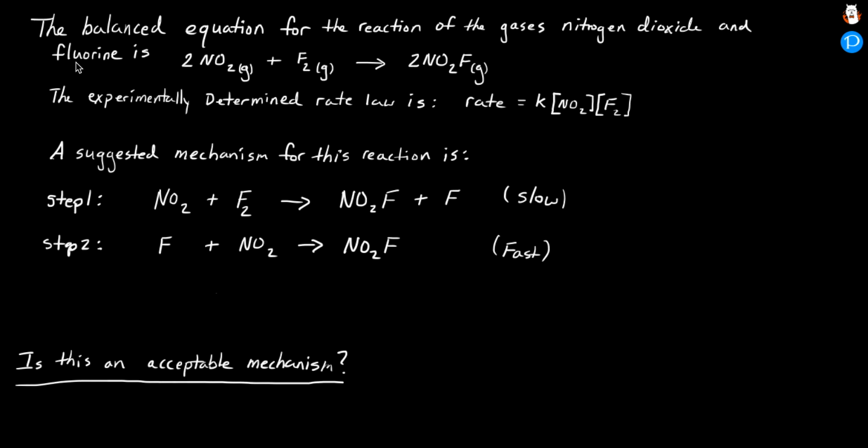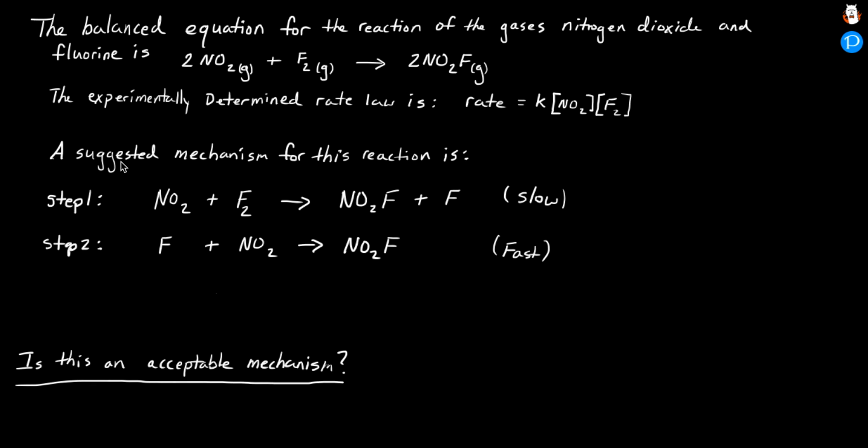Let's take a look at this reaction mechanism example problem. So we have the balanced equation for the reaction of the gases nitrogen dioxide and fluorine. They give us the balanced overall equation, 2NO2 plus F2 to give us 2NO2F. And they also tell us that the experimentally determined rate law for this overall equation is rate is equal to K times NO2 times F2.